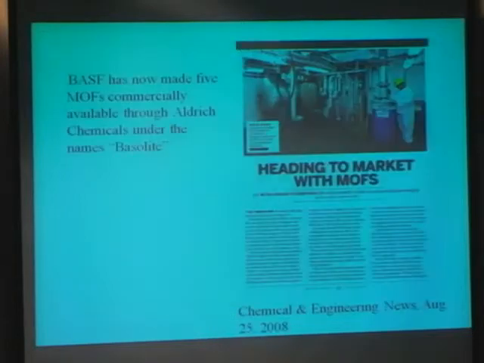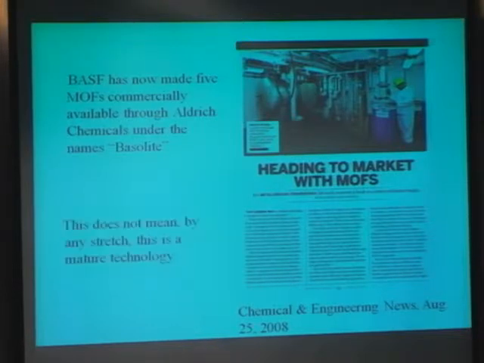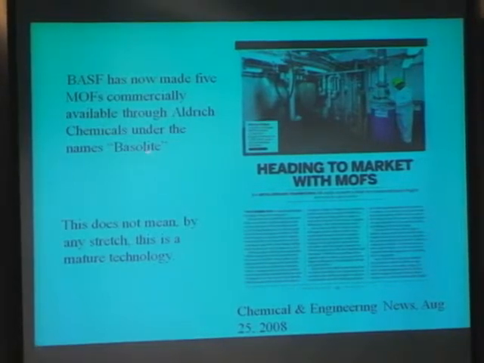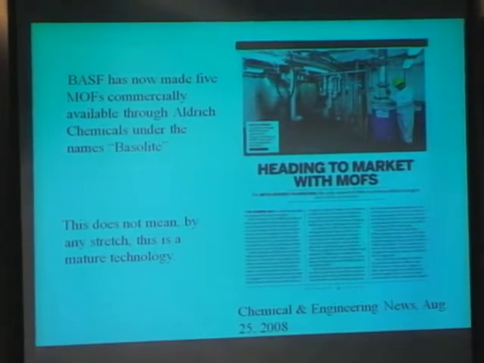Okay, so this is just one compound. We're making entire families of these. With this particular family, there's lots of options for modular variation, so just switching out components. For this whole area, Aldrich Chemicals just started selling them. BASF is making them, Aldrich is selling them. They call this basalite. But none of the compounds that are being sold commercially have amine groups for CO2 absorption.